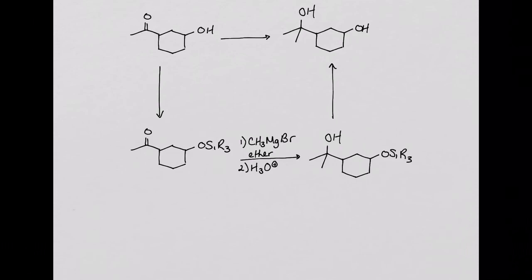Formation of the silyl ether is carried out using the silyl chloride and a good non-nucleophilic base like triethylamine. The silyl ether protecting group is removed using fluoride ion in water. The conditions that are used to add the silyl ether and remove the silyl ether are fairly mild, meaning that they don't tend to affect other types of functional groups. This is an important feature of protecting groups, that they don't affect other functional groups that might be present in the molecule.